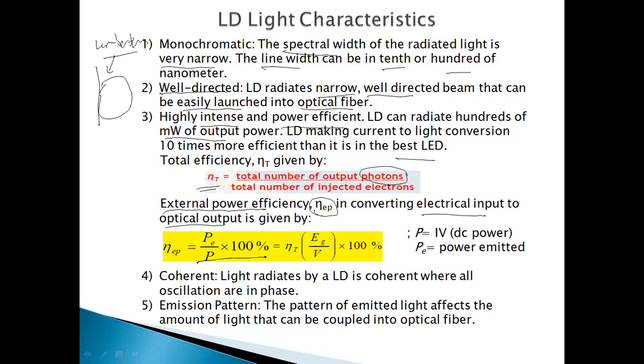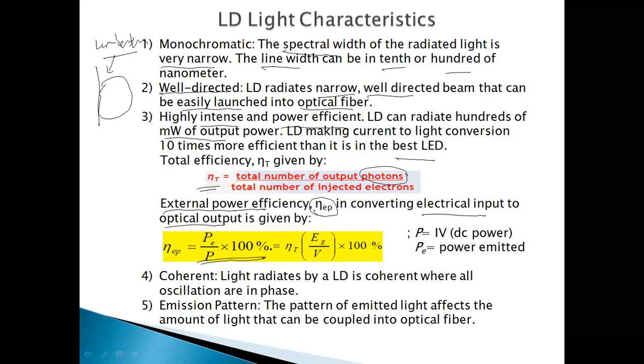So we are given the same equation that we have learned in LED before, in which the efficiency is given by the emitted power PE divided by the electrical power that is used to supply the power to this laser diode. The electrical power is given by this equation, I and V, where both of them are the forward voltage and the forward current, the supply current and supply voltage to the laser diode.